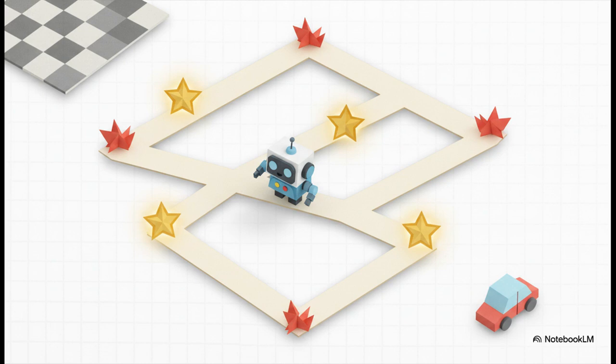The third type is reinforcement learning. Honestly, think of this exactly like training a dog with treats.